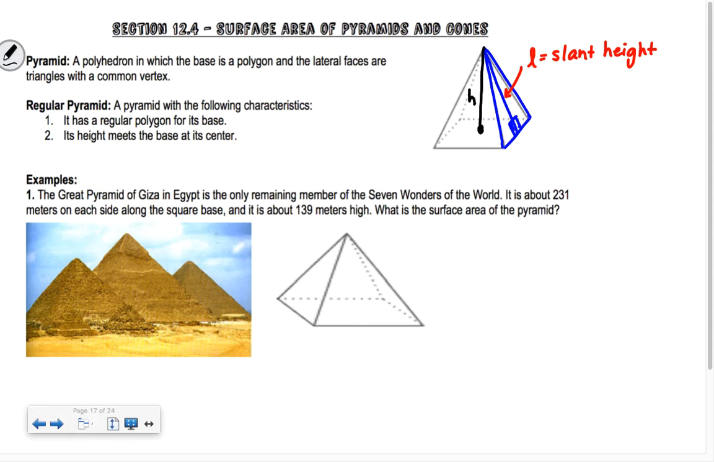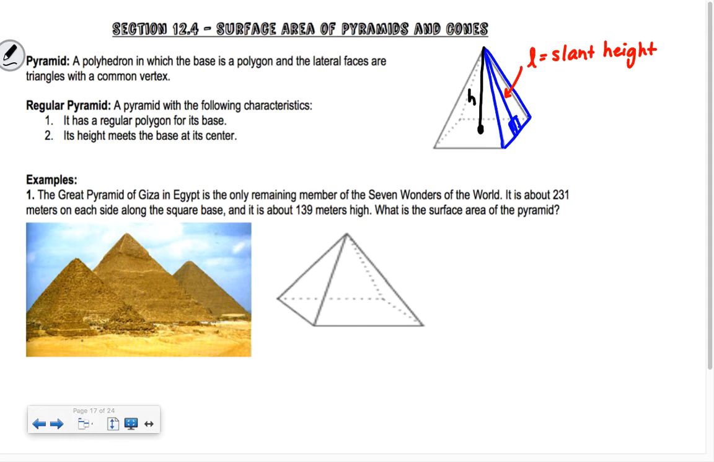Okay, so a pyramid is a polyhedron in which the base is a polygon and the lateral faces are triangles, and they go to a common vertex. So they go up to that single point. And a regular pyramid is exactly what you think it is. It's a pyramid where it has a regular polygon for its base, like a regular hexagon or something, and then its height meets at the base at its center.